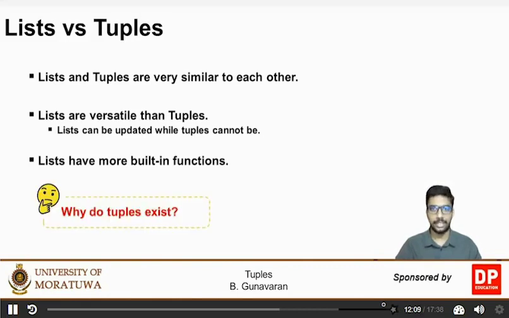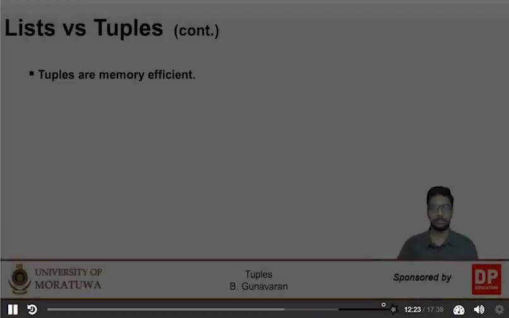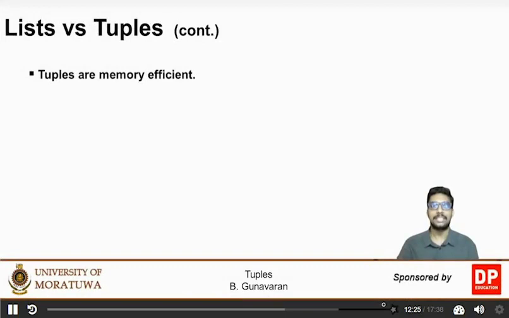Most of you will be wondering, aren't tuples useless since lists have all these advantages over tuples? It is indeed a good question. We are going to discuss this question in the next few slides. Tuples do have a significant advantage over lists. Tuples are more memory efficient than lists, which means they consume less memory.